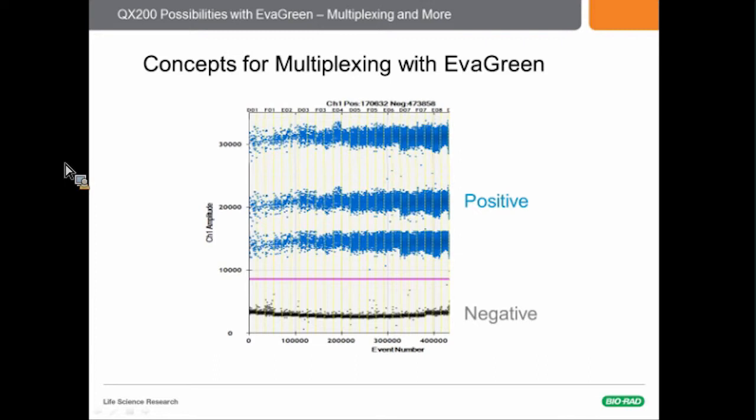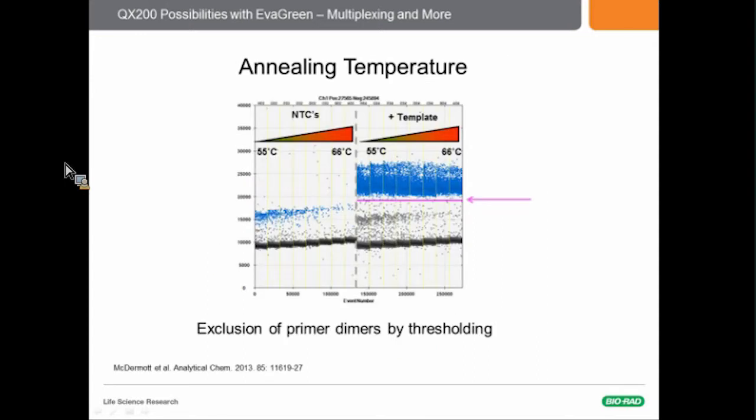Now let's learn about a few other important concepts that will allow us to alter the position of droplets in our blank canvas. One of these factors is annealing temperature. How does annealing temperature affect the plot? Well, in qPCR, it isn't really possible to exclude the fluorescence signal from off-target amplicons or primer dimers. However, in ddPCR, any signal from primer dimers can easily be excluded, simply by raising the pink threshold line above those droplets to exclude them.